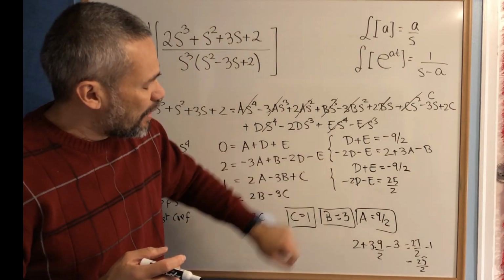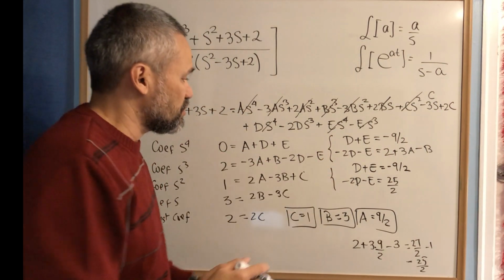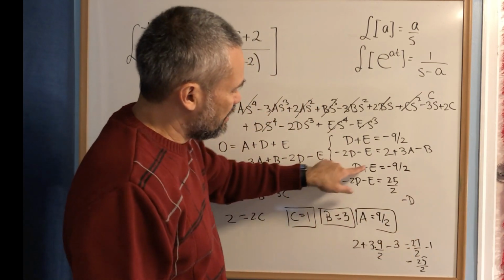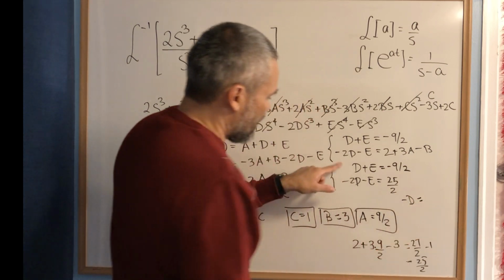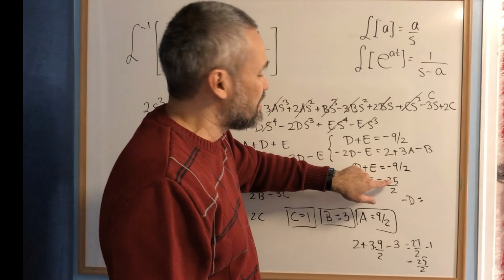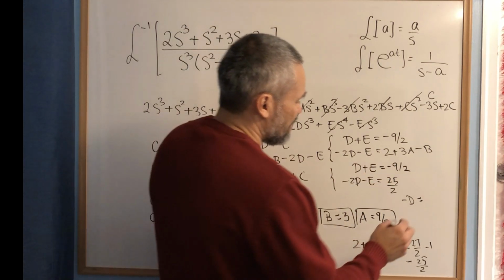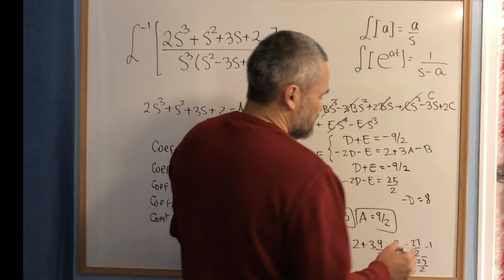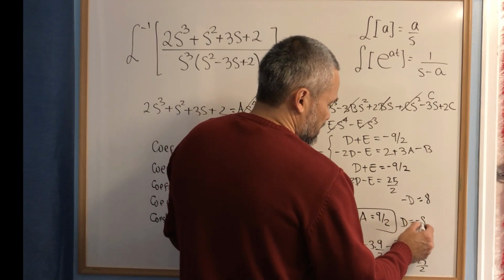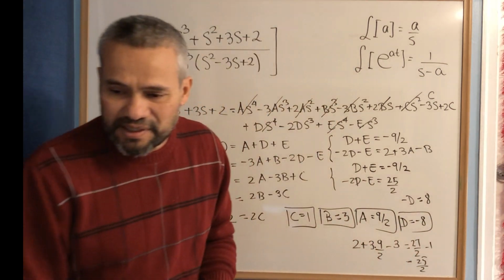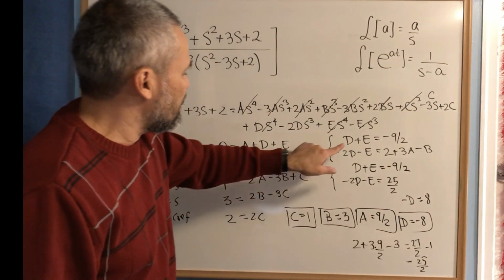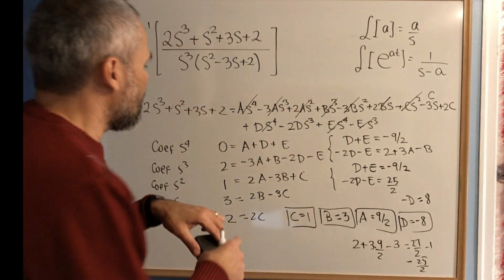We can add the two equations. What happens when we add the two equations? We get negative d equal, adding the two equations, 25 minus 9 is 16. 16 divided by 2 is just 8. That means that d is negative 8. Let me check that answer. D is negative 8. And then we can solve for e.